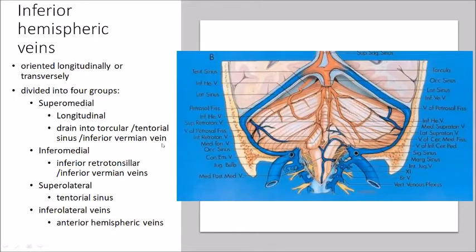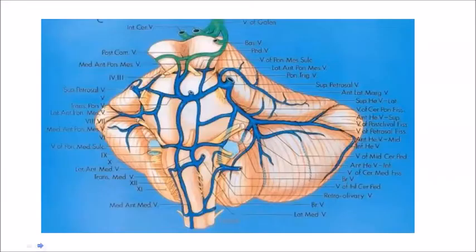The inferior medial veins may drain into the inferior retrotonsillar or inferior vermian veins, and superior lateral hemispheric veins drain into the tentorial sinus, and inferior lateral veins drain into the anterior hemispheric veins. This is a view of the petrosal surface of the cerebellum, which we'll discuss in the next slides.